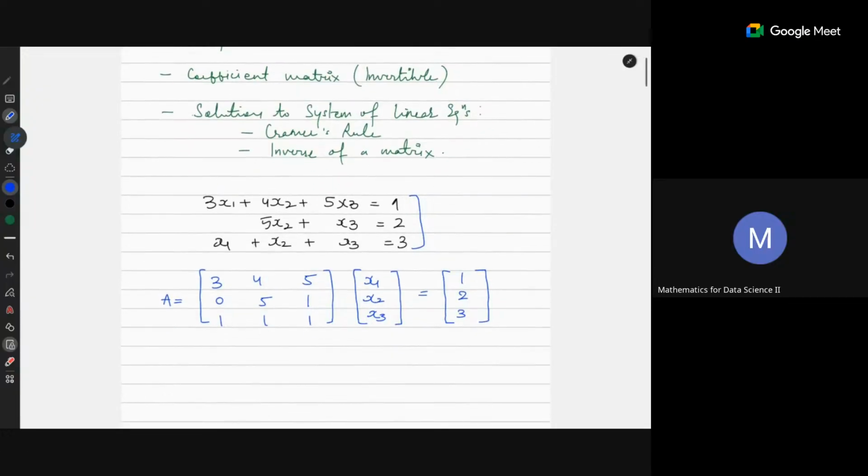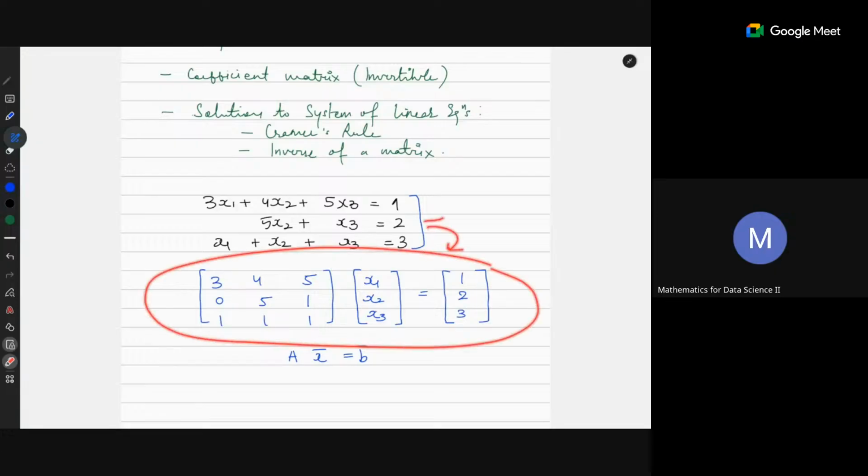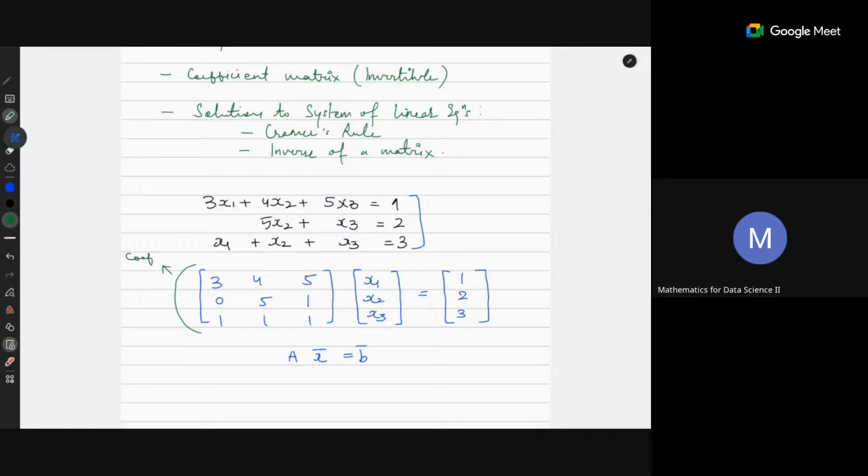So this will give you a matrix representation, where x bar and b bar are the column vectors. This matrix representation is representing this system of linear equations. Both of these things are the same, and this matrix is called the coefficient matrix. So this is what we have already known. Clearly, the order of the coefficient matrix is n cross n.